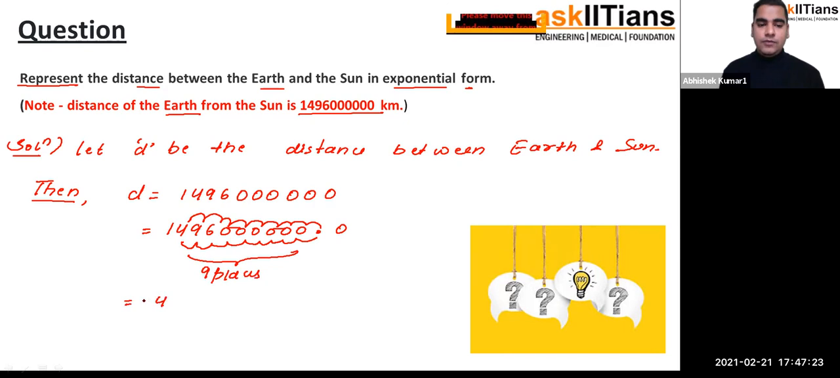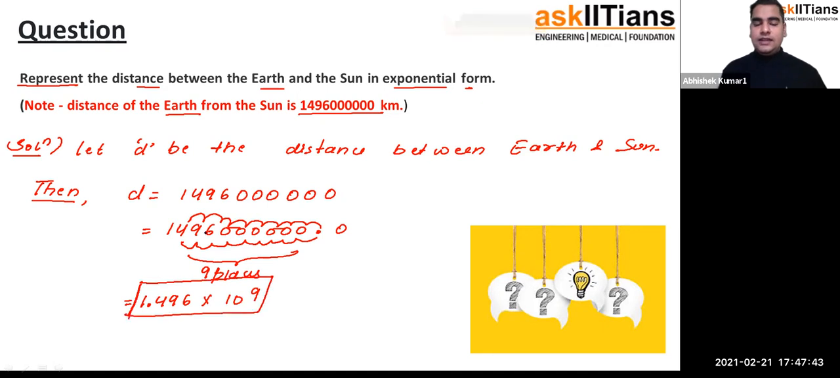If I move it by 9 places, I will get 1.496. Because the decimal has been moved by 9 places to the left, the power of 10 which you have to consider is positive. So that is 1.496 times 10 raised to the power 9. That's the standard way of representing the distance between the Earth and the Sun. Is that clear? Please check it.